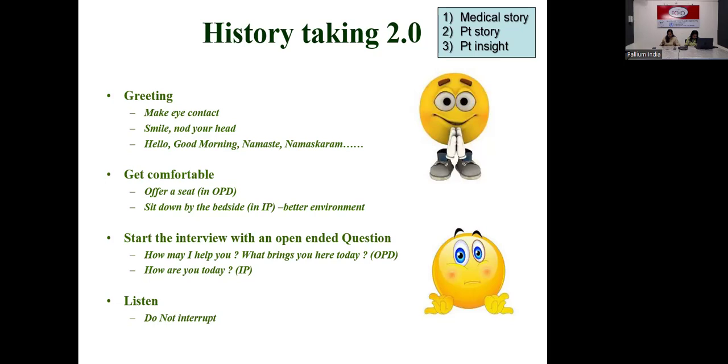So once the patient enters the room, I give proper eye contact to the patient so that they see that I had eye contact with them. I will smile and nod my head as an acknowledgement that I have seen you enter, and I will ask them to sit comfortably. I'll receive them with a salutation, whatever is appropriate in your home state. And I'll make them comfortable by offering a seat, so that we are at the same level, and they feel comfortable and are in a better environment.